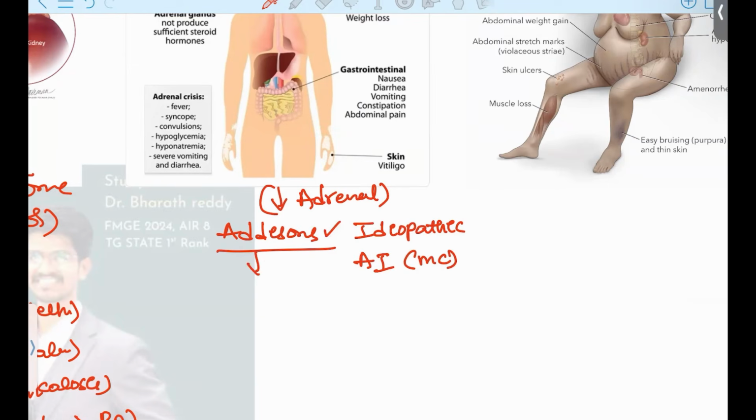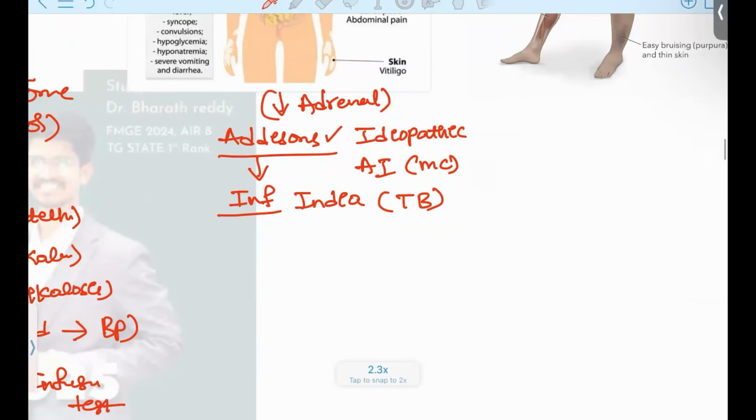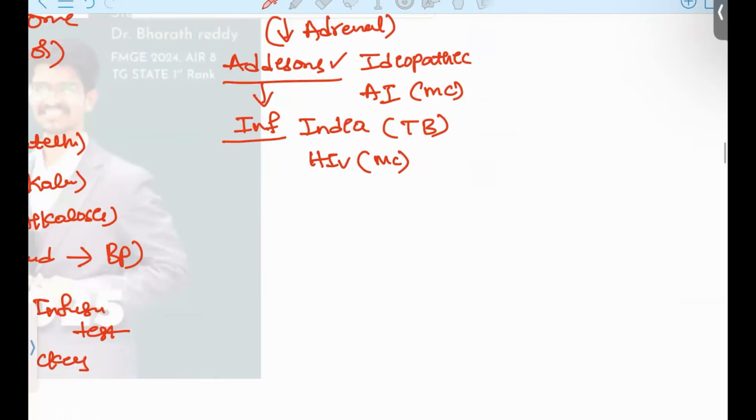It is also associated with infections, such as in India, where Addison's disease is most commonly associated with TB hospitals or chest medicine. In the foreign or Western countries, HIV is the most common. And there are some conditions like Neisseria meningitis. There is a high chance of adrenal hemorrhage, sudden onset adrenal hemorrhage will be presented, right? So that way the patient will be having the adrenal crisis or the Addison's crisis.